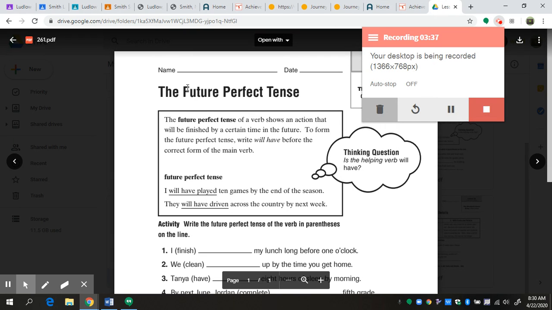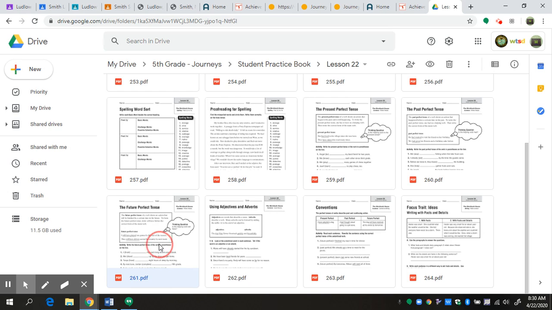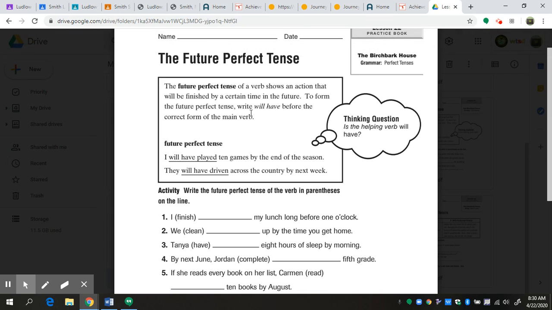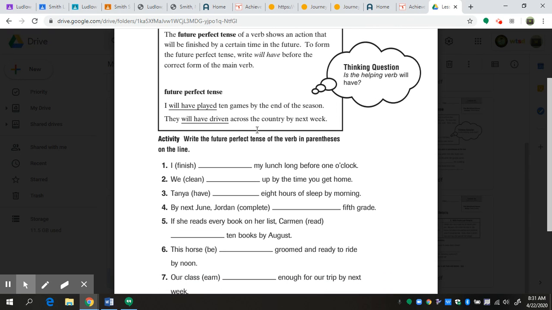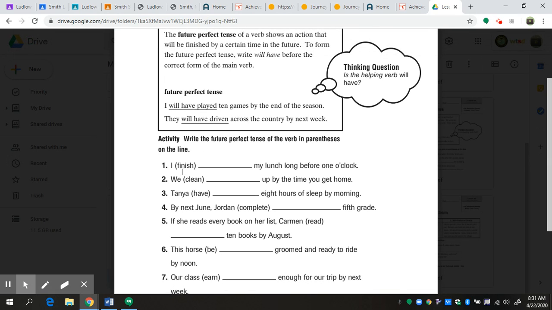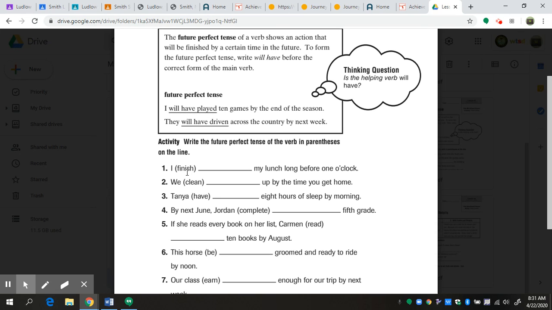Okay, so now we're looking at the future perfect tense. This is page 261. So let's look at what our little cheat sheet says. It says the future perfect tense of a verb shows an action that will be finished by a certain time in the future. To form the future perfect tense, write will have before the correct form of the main verb. So once again, you don't have to think about what form you're writing. Every single one of these will start with will have. Then you're going to use the past tense of the verb in parentheses. Like I've been saying every time we've done a worksheet this week, the main verb is always going to be in parentheses. The only thing that changes is the form of have or has.